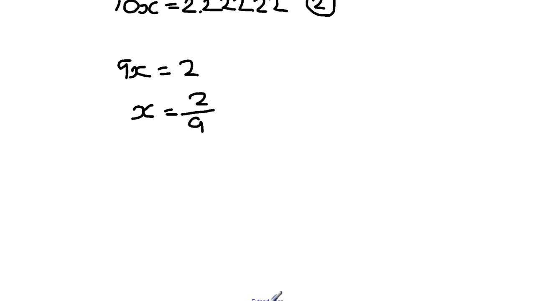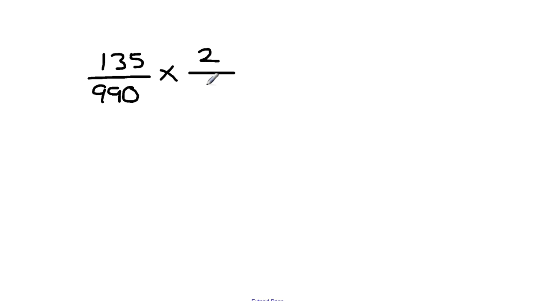So overall, we should have 135 over 990 times 2 over 9. What I'm going to do next is simplify the fraction on the left-hand side. I have 135 over 990. So first of all, I'm going to divide the numerator and denominator by 5.